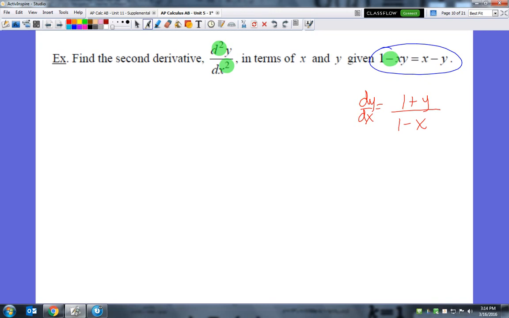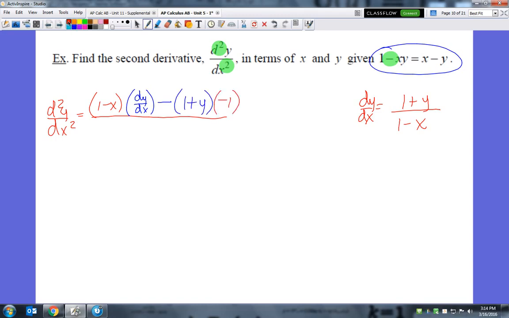Okay, so there's another quotient rule. So it's going to be low. So the second derivative is low d high is 0 plus dy dx. So low d high minus high, and then d low would be a negative 1 because of that coefficient right there, and all over low low. So it's going to be that squared.